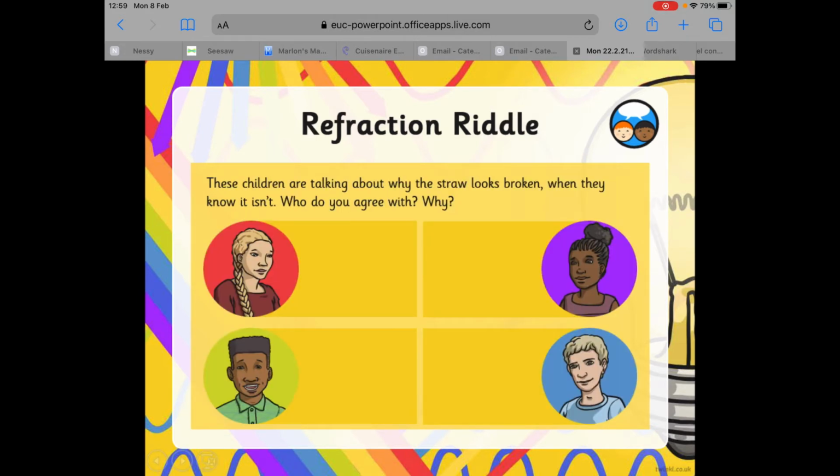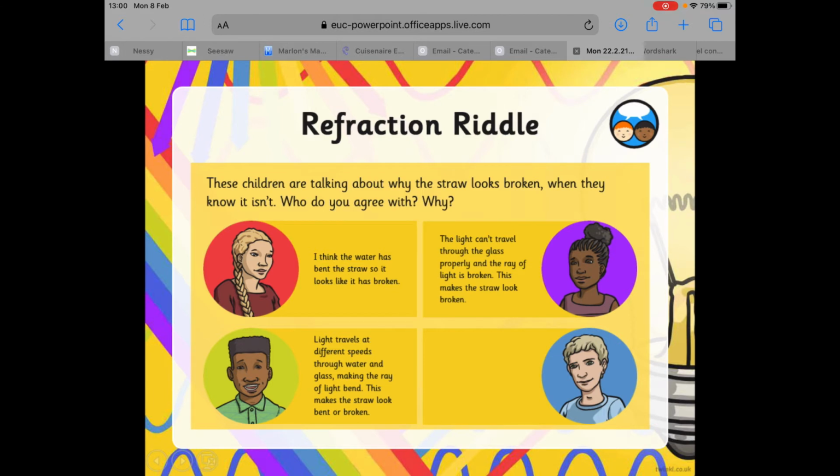I've got 4 different points of view here. So this is children's different thoughts about why the straw looks broken. Who do you agree with and why? So first of all, we've got someone who thinks the water has bent the straw, so it looks like it is broken. Do you agree with her? Then we've got someone who thinks light travels at different speeds through water and through glass, making the ray of light bend. This makes the straw look bent or broken.